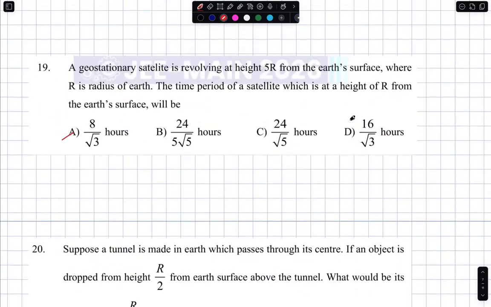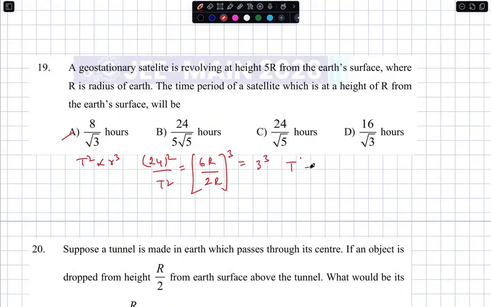A geostationary satellite is revolving at a height 5r from the Earth's surface, where r is the radius of the Earth. The time period of the satellite which is at a height of r from the Earth's surface? T square is proportional to r cube. 24 square by T square: you said height 5r, so 6r; you said height r, so 2r, whole cube. So this is a 3 cube. So T is 24 by 3 root 3. This will become 8 by root 3 hours.